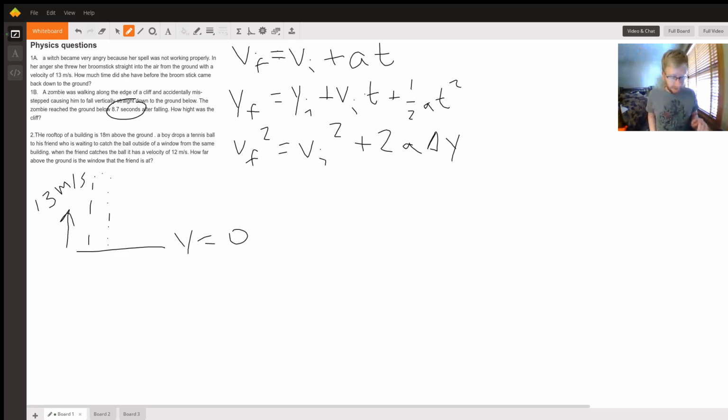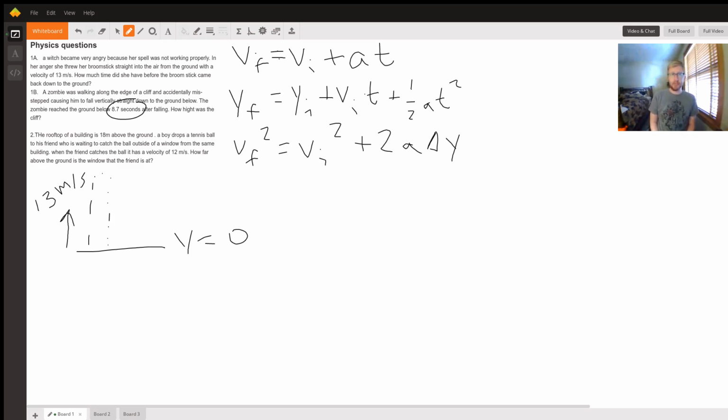And last question. The rooftop of a building is 18 meters above the ground. A boy drops a tennis ball to his friend waiting to catch the ball outside of a window from the same building. When the friend catches the ball, it has a velocity of 12 meters per second. How far above the ground is the window that the friend's at?